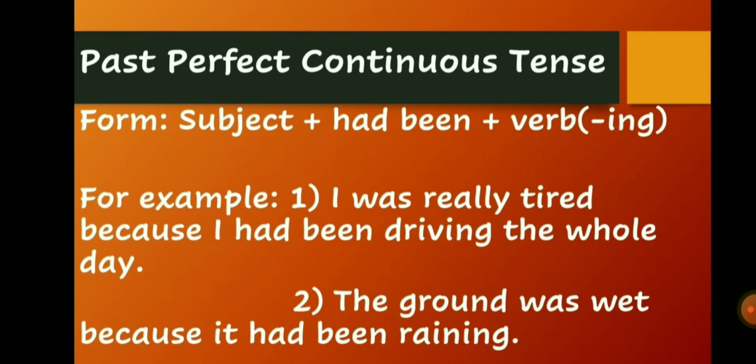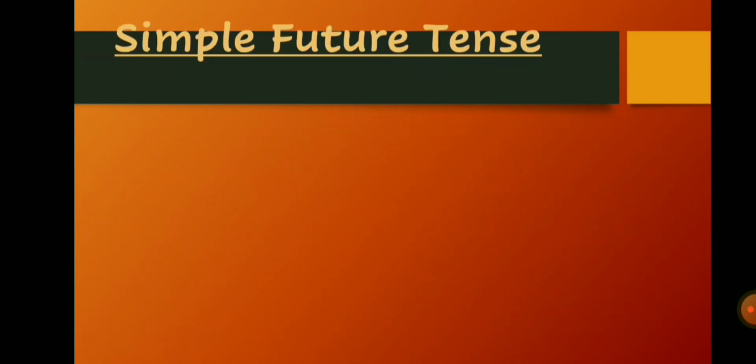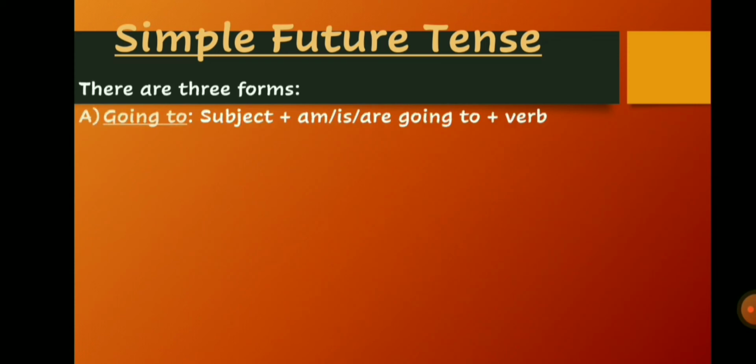So students, I hope you are clear with past perfect continuous tense, and I hope that you are clear with the four aspects of past tense. Now let's come to the future tense, that is the simple future tense. In simple future tense, there are three forms that we are going to study. The first one is going to. It forms subject plus am or is or are going to plus the verb.